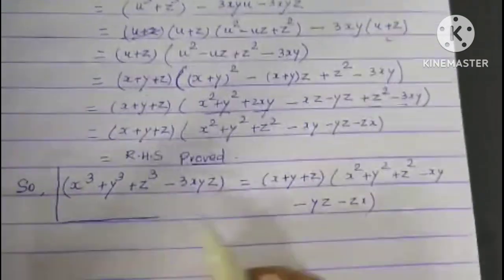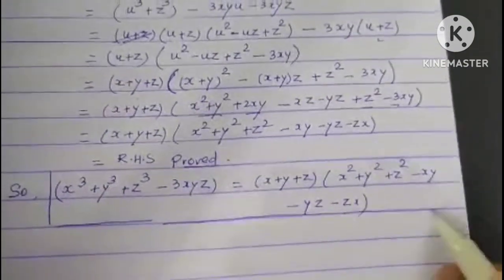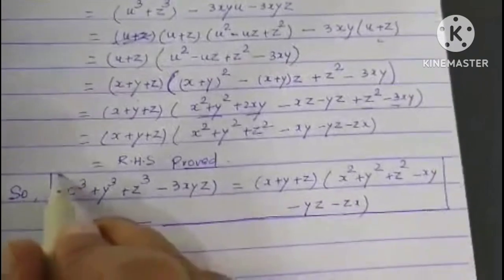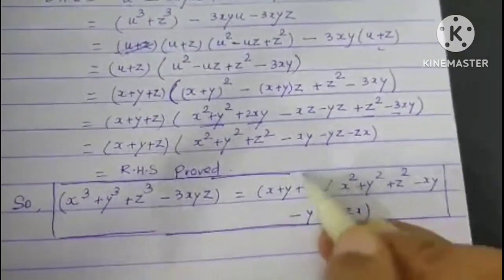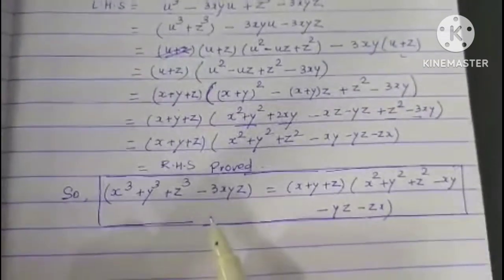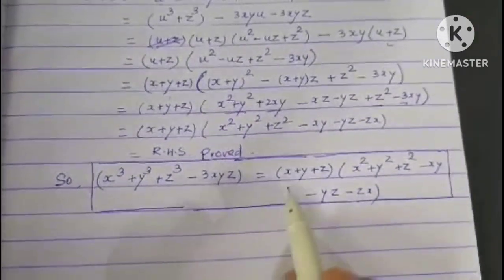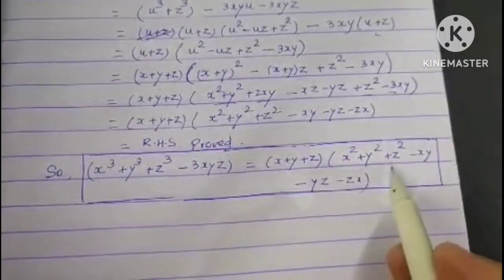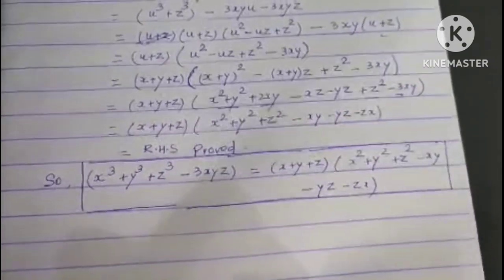This is the formula, a very important formula which we have to remember, and it's easy to remember. Once you practice, you will get it in your mind. x cube plus y cube plus z cube minus 3xyz is equal to x plus y plus z times x square plus y square plus z square minus xy minus yz minus zx.